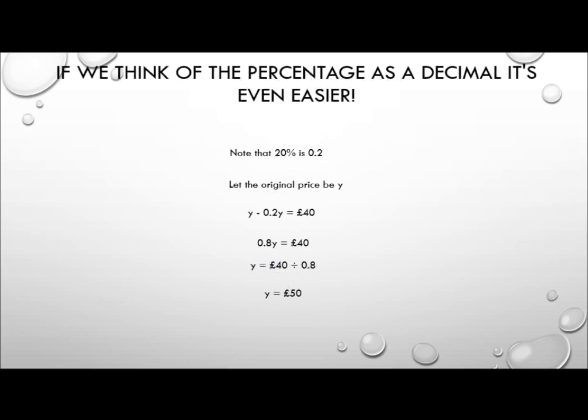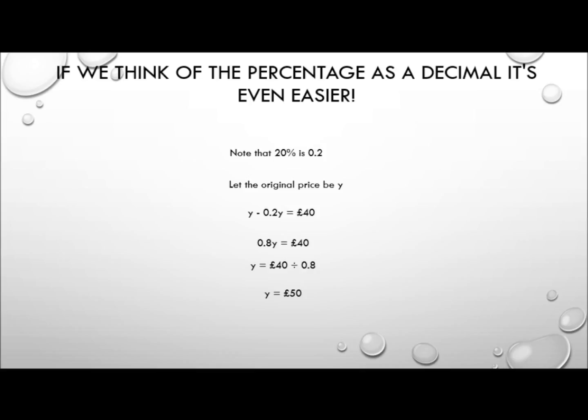But wait, it gets even easier if we think of a percentage as a decimal. If we remember that 20% is just 20 over 100, move the decimal point 2 places to the left, it's actually 0.2. So we let the original price be y, so y minus 0.2 times y is £40, so 0.8y is £40, so y is equal to 40 divided by 0.8. In this case, we probably want to get our calculator out and say y is equal to £50.